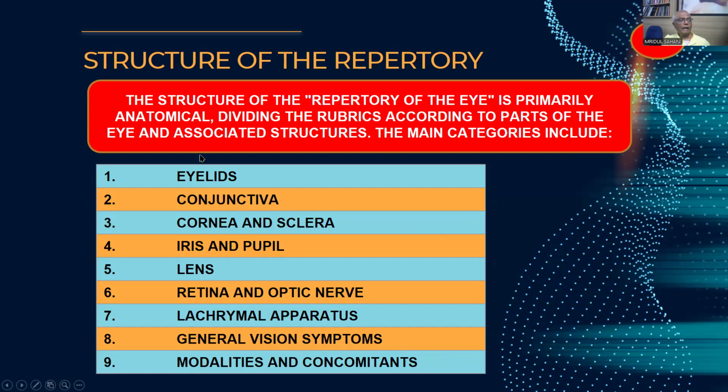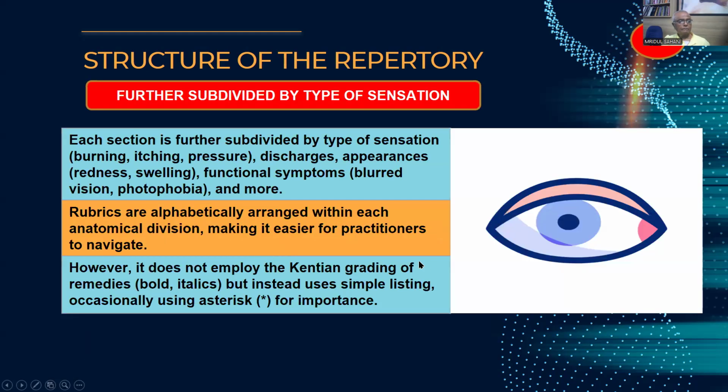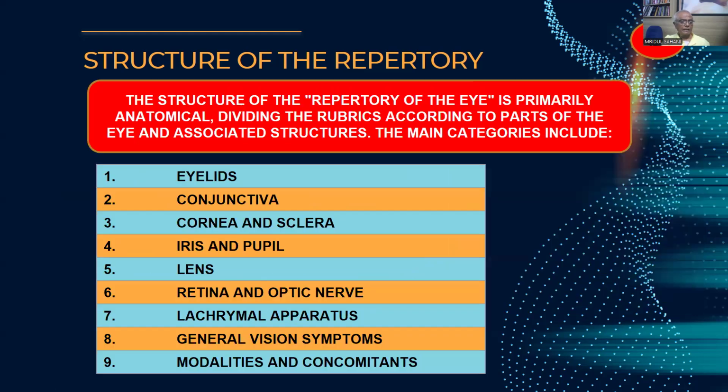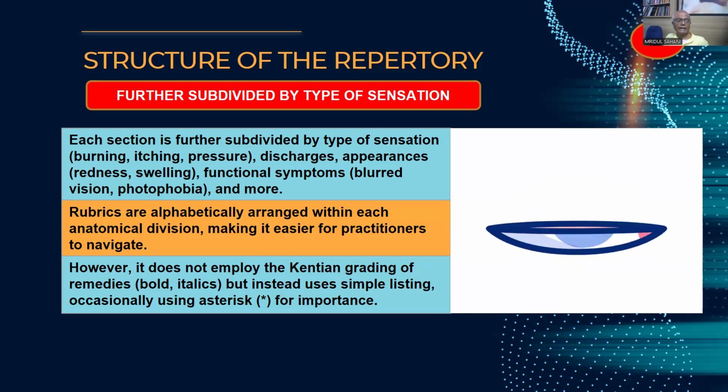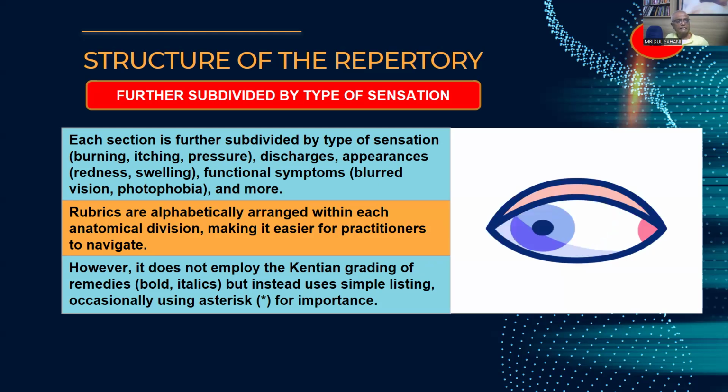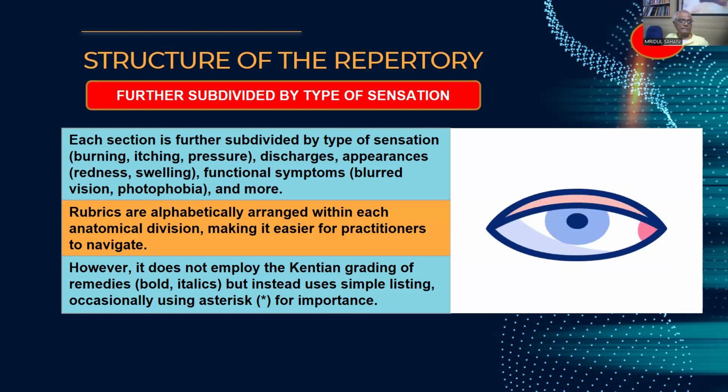So differentiating, and this is also the foundation for this work. Now coming to the structure, this repertory is primarily anatomical in presentation, dividing the rubrics according to the part of the eye and associated structures. The main categories include eyelids, conjunctiva, cornea and sclera, iris and pupil, lens, retina and optic nerves, lacrimal apparatus, general vision symptoms, and modality and concomitants. Then further rubrics are divided by the type of sensation. Each sensation section is further subdivided into burning, itching, pressure, discharges, appearance, swelling, functional symptoms, blurred vision, photophobia, and more. Then rubrics are alphabetically arranged within each anatomical division, making it easier for practitioners to navigate.